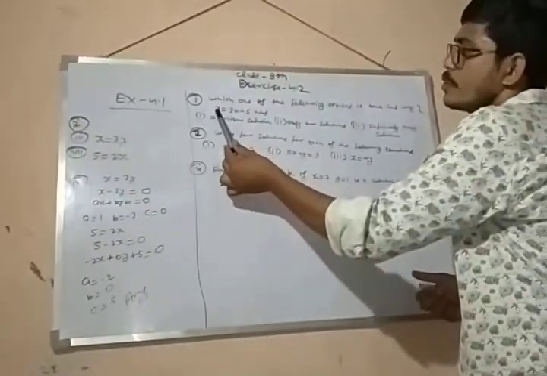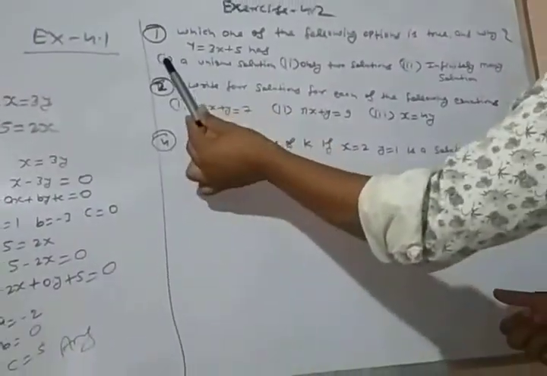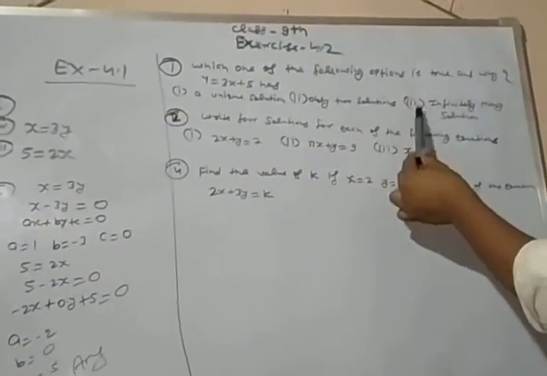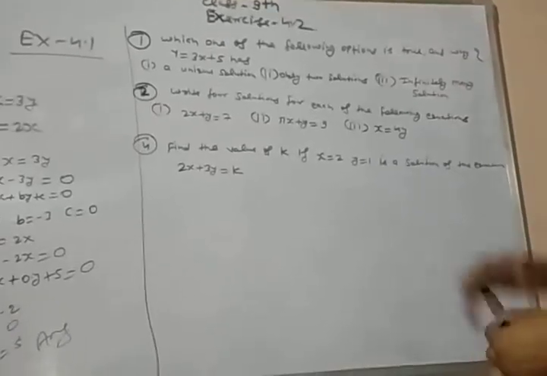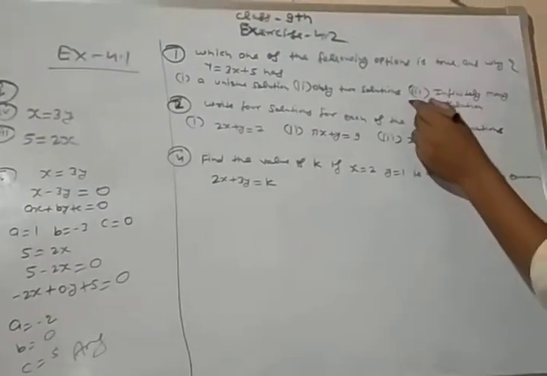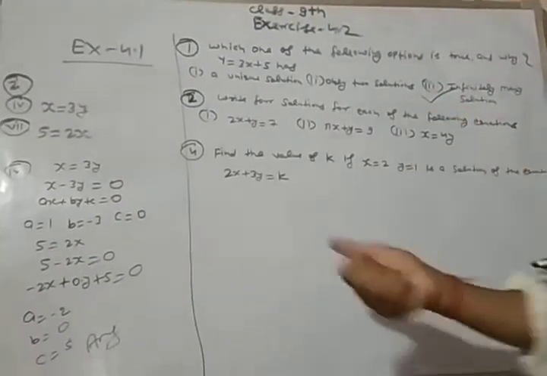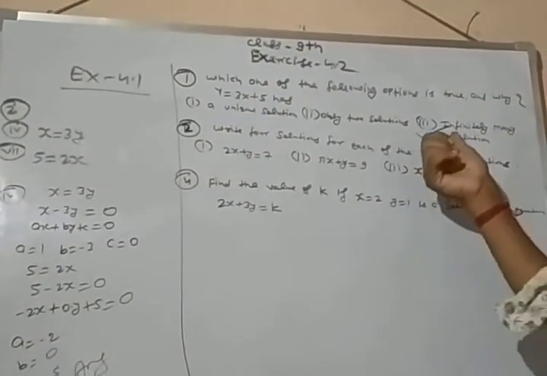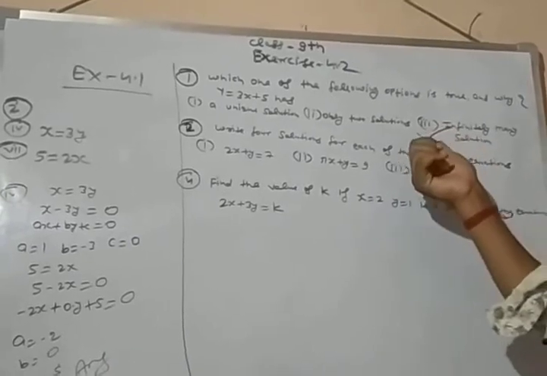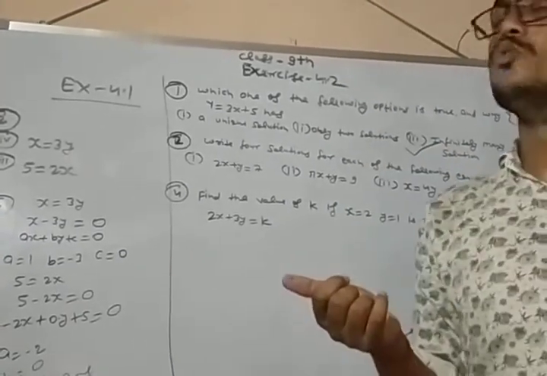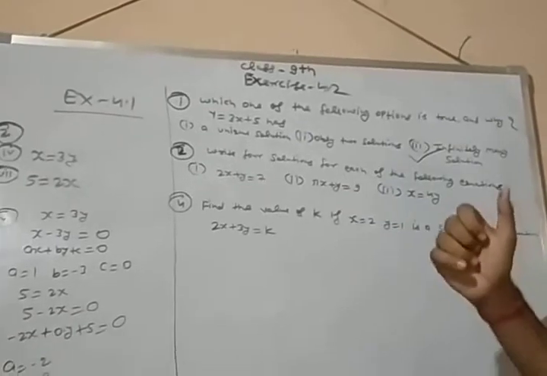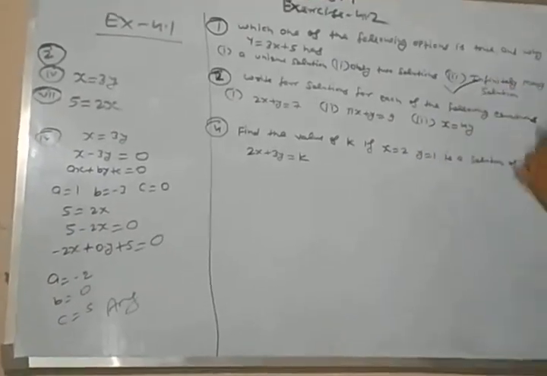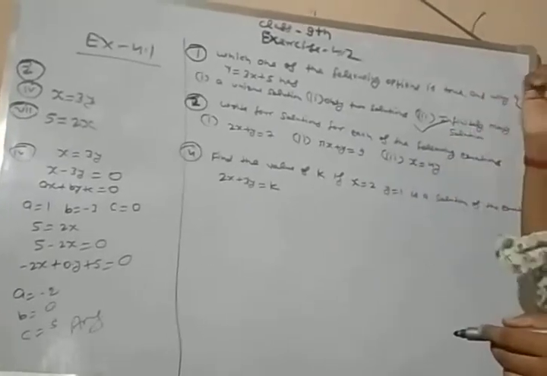Equations are given. y is equal to 3x plus 5 has, first part a unique solution, only one solution. Third, infinitely many solutions. Here it is infinitely many solutions, because a pair of linear equations in two variables you can solve for infinitely many solutions. Pairs of linear equations in two variables के एक से ज्यादा सॉल्यूशंस हो सकते हैं, मीन्स उसे कोई लिमिट नहीं होती. So option third is right, infinitely many solutions.